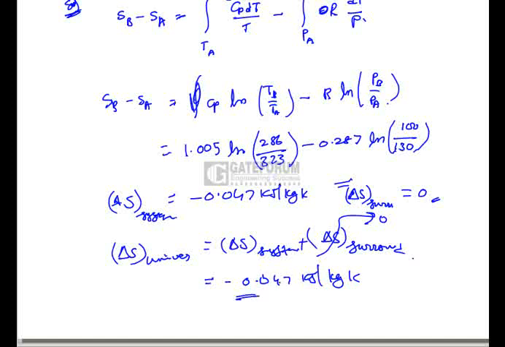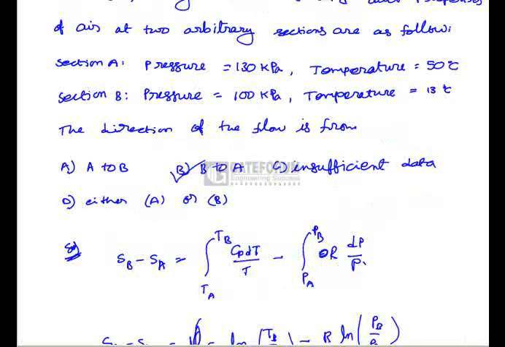But we know that the change in entropy of the universe is always greater than or equal to 0. It cannot be a negative value. But here we have a negative value. That means what we have assumed is a wrong assumption. The assumption is the air is flowing from A to B. But we got a negative value for the change in entropy of the universe, so it is impossible. That's why it is impossible for the flow to be from A to B. So the correct answer is the flow is from B to A. B to A is the right answer, and in the options the correct option is B. B is the right answer.